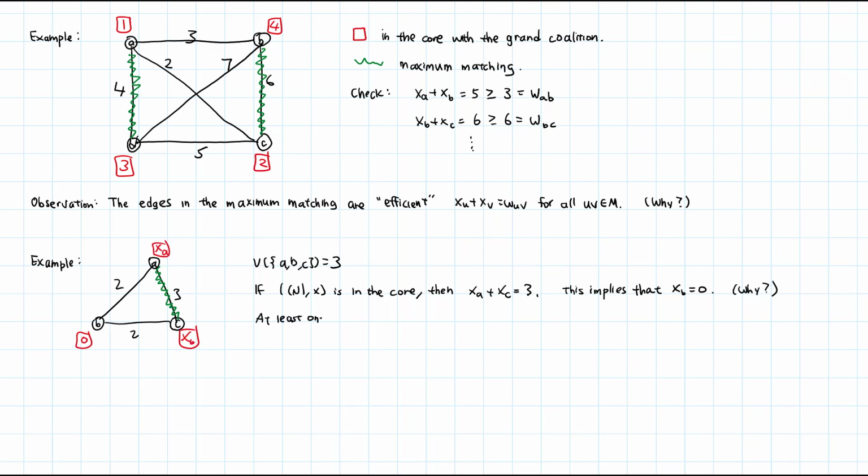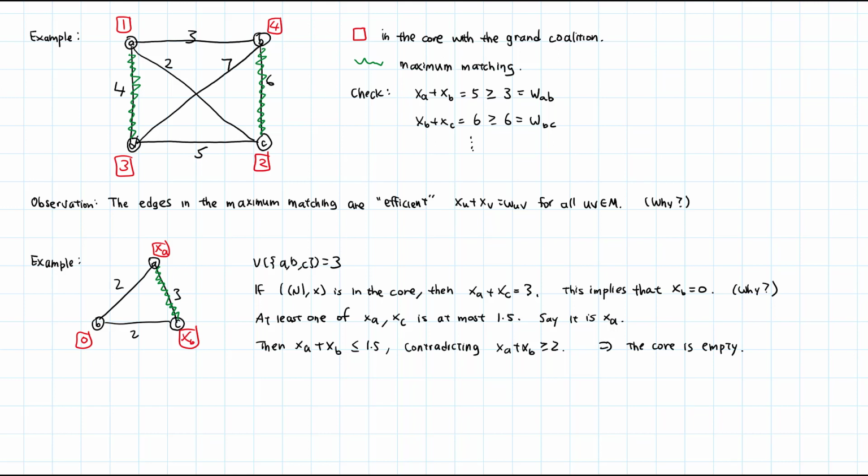So at least one of XA and XC is at most 1.5. Say it is XA. Then XA plus XB is at most 1.5, and that contradicts the inequality XA plus XB is at least 2, the weight of the edge AB. So the core is empty.